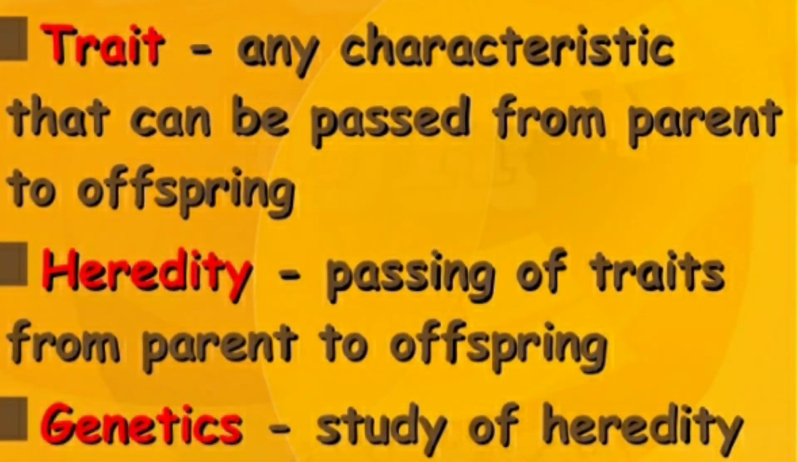Trait. So what is a trait? Any characteristic that can be passed from parent to offspring is called a trait. And what is heredity? The passing of traits from parent to offspring, children. Passing of traits from parent to offspring is called heredity. And what is genetics? The study of heredity is called genetics.